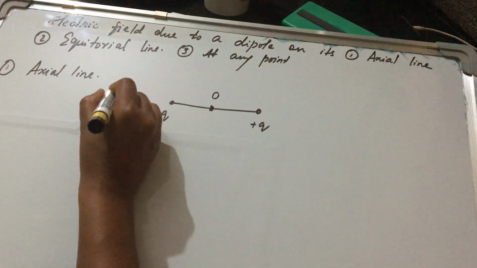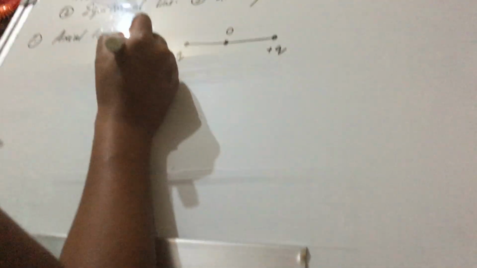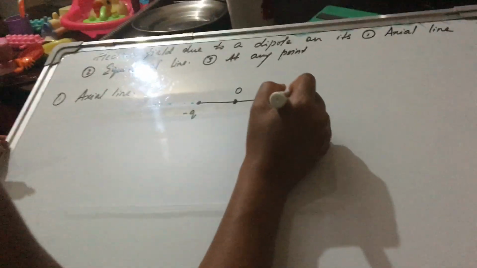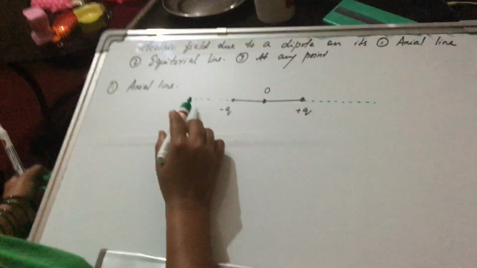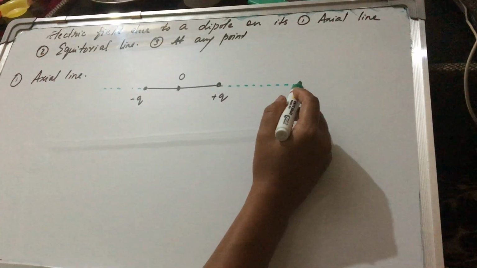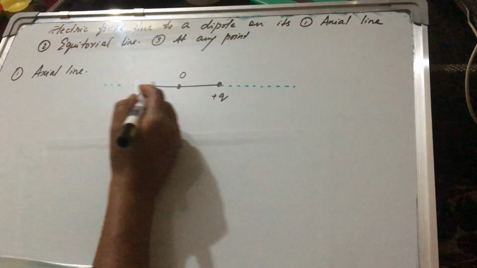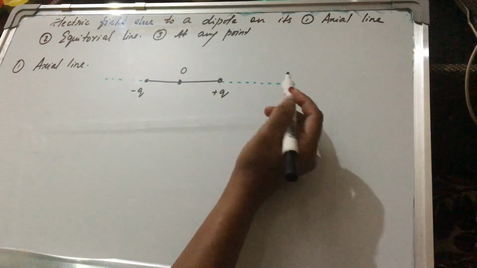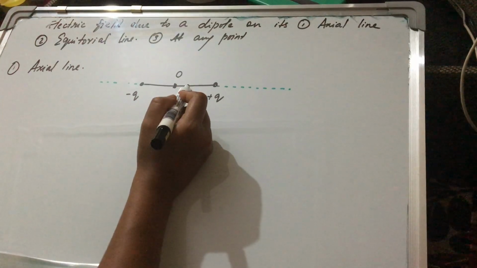Now on the line joining this, if I produce this line to form an axis, then this line is known as the axial line. Now let us find the electric field on its axial line at any position, but the position has to be on its axial line. We can choose here, or here, even over here.